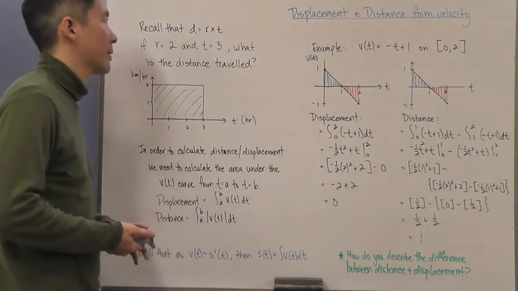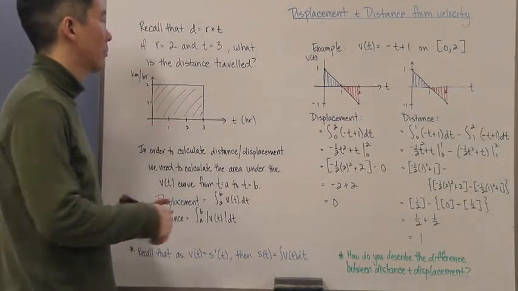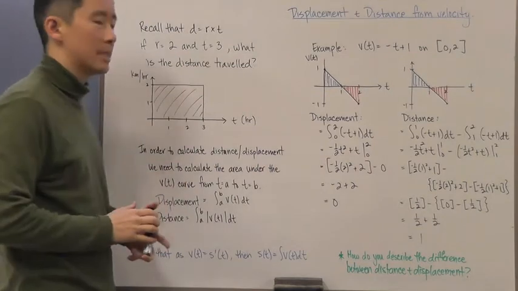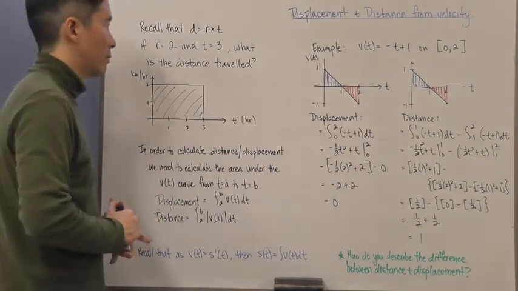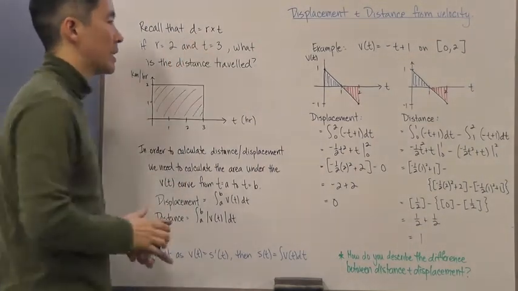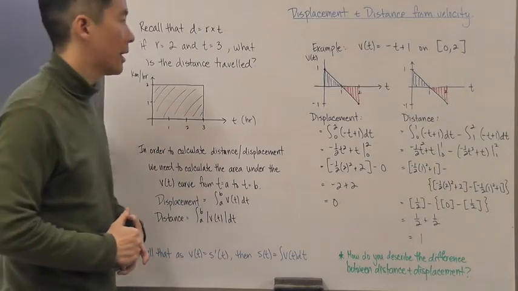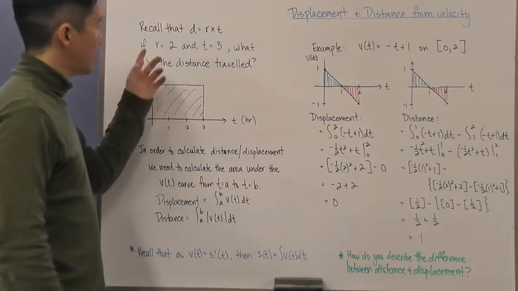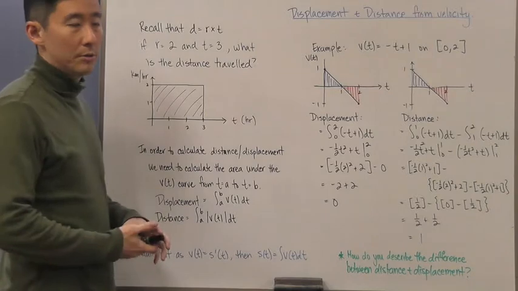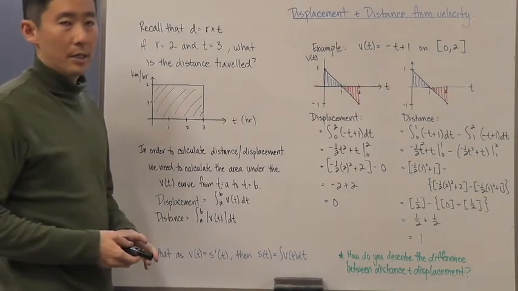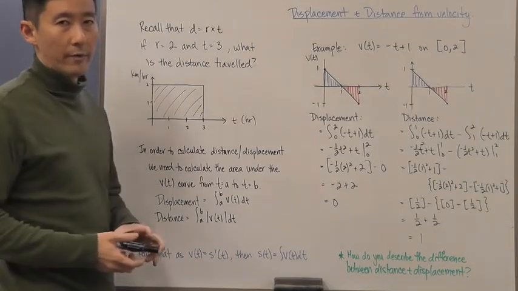Let's say, for example, that we have what we know to be true as the distance formula, which is usually referred to as d is equal to the rate times time. Now, if, say for example, the rate was 2 and t was 3, what is the distance traveled?